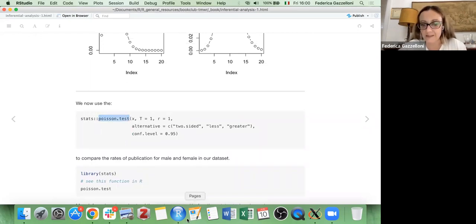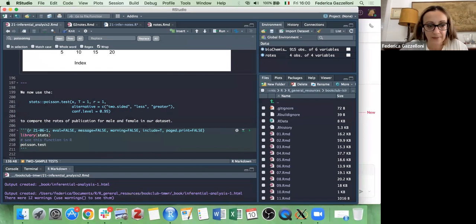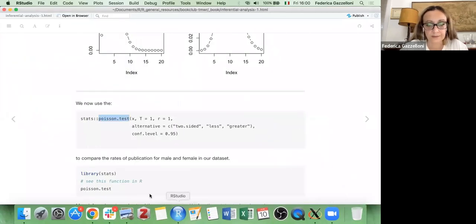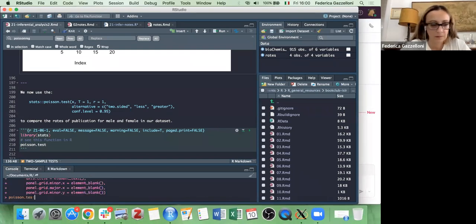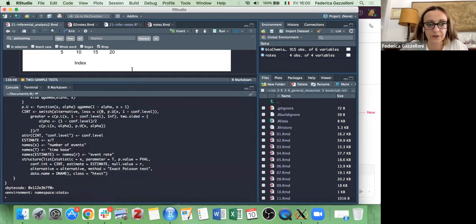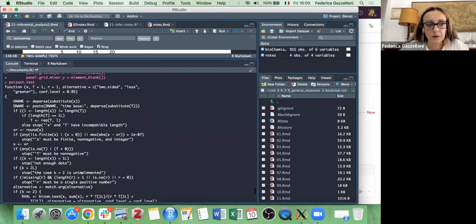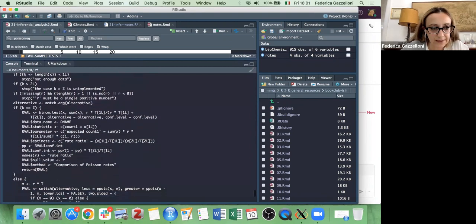For the same exact reason. Okay, this releases the function. Here you can see what the function does.